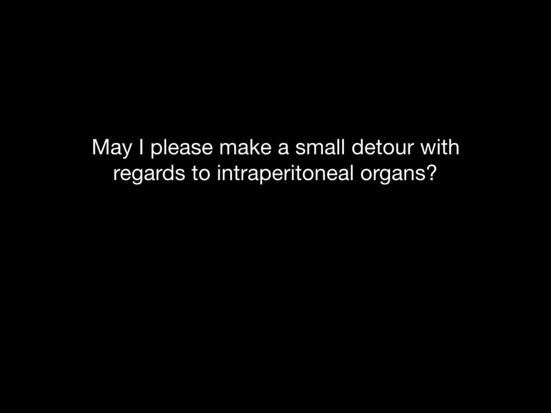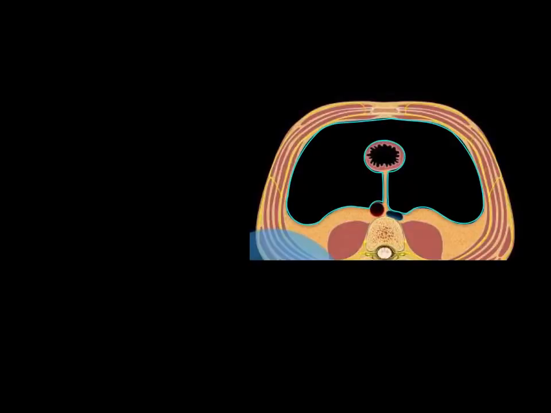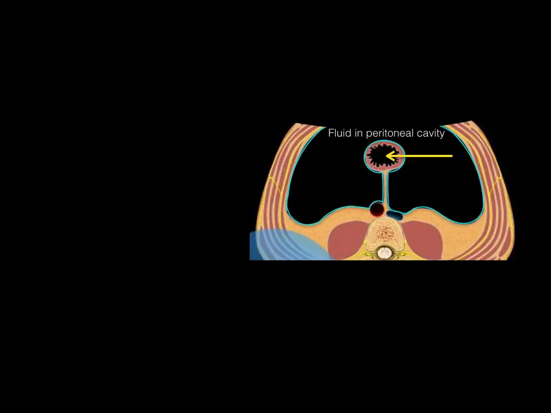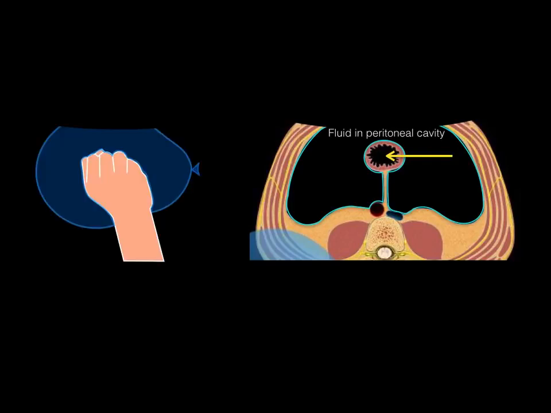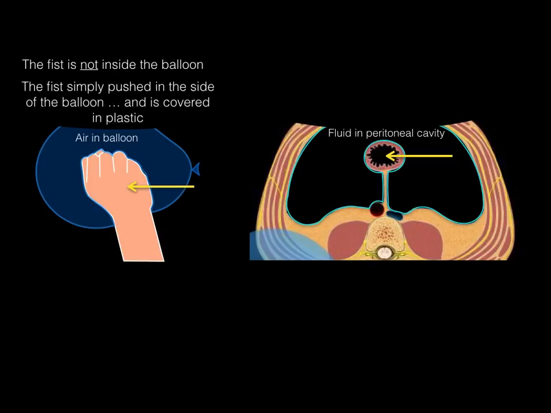All right. So now, may I please make a small detour with regards to intraperitoneal organs? So here we have that cross section again of the abdomen in blue, the peritoneum. Now let's take a section as if you're dissecting or during surgery and you open up the abdominal cavity. So now you're looking inside and you see that organ and you see the fluid in the peritoneal cavity. Now, remember this fist in the balloon analogy? Well, there's the fist, and there's the air in the balloon. The fist is not inside the balloon. The fist simply pushed in the side of the balloon and is covered in plastic.